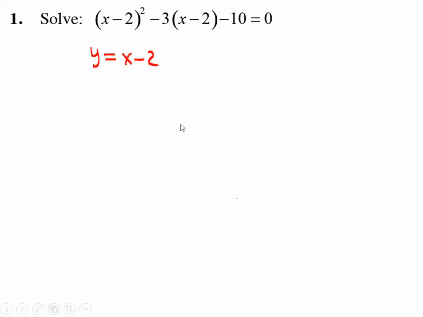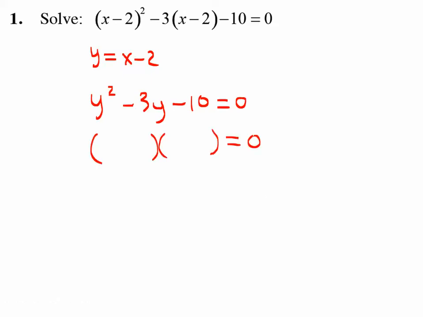Good there. All right, if that is the case, then now that becomes y squared minus 3y minus 10, and everybody's good. Factoring process, two numbers, multiply to negative 10, add to negative 3. Negative 5, positive 2. Love that. Too easy, I understand. Solve for the y variable. So how about y equals 5 and y equals negative 2?